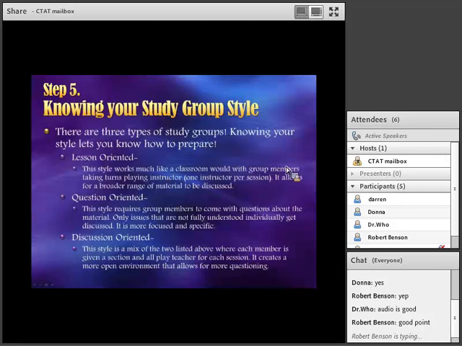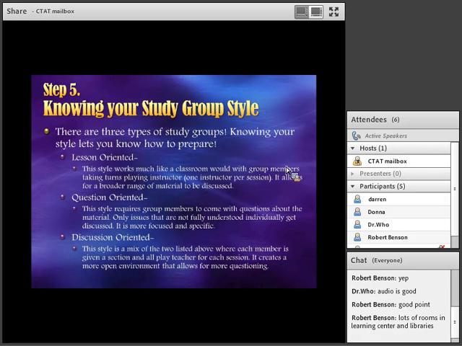Okay, so the first four steps are just so students can really understand the importance of a study group and ways to think about how to form one, how to schedule one, and things like that. The next five steps are really about the study group itself and how that product gets produced.